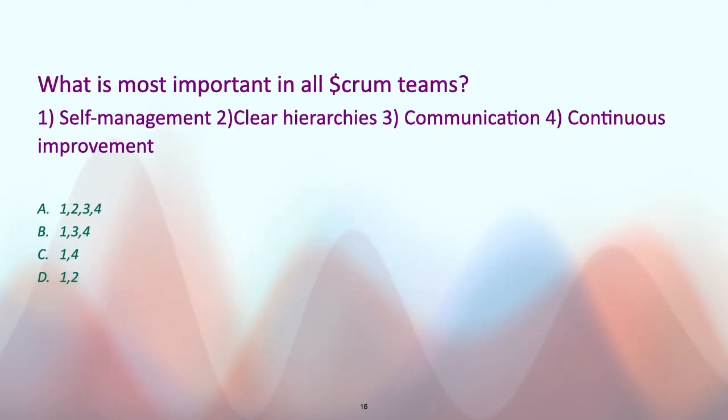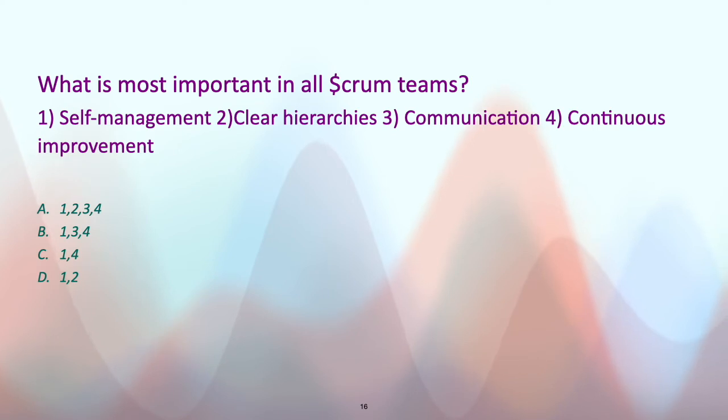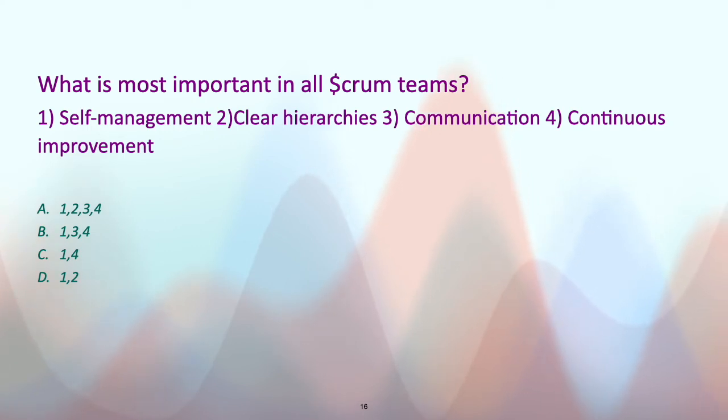What is the most important in all Scrum teams? Self-management, clear hierarchies, communication, or continuous improvement? Sort of these four, there are combinations of options out of 1, 2, 3, 4. So you need to tell whether option A, which is 1, 2, 3, 4, that is all of these options, or 1, 3, 4. Which one is correct? I hope you understood the question.